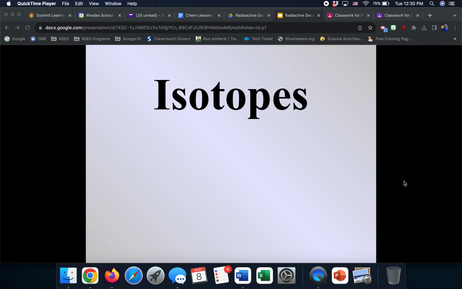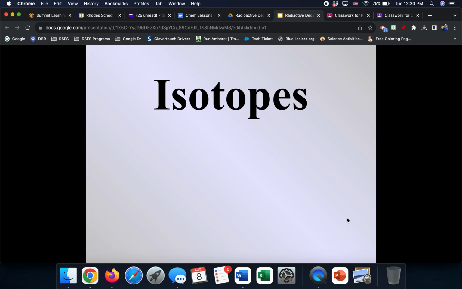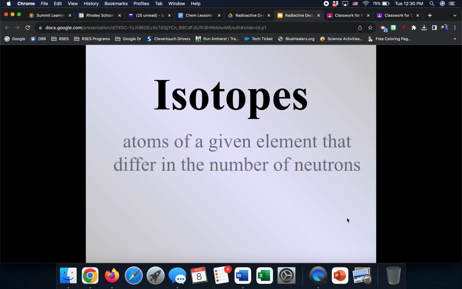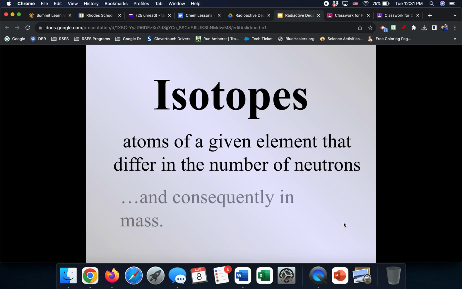Isotopes, so we understand the relationship to radioactive decay. So this should be a review, should be easy, this first part, before we get into the newer stuff. Hopefully you remember isotopes are when atoms have the same number of protons, but a different number of neutrons. And remember, that would only affect its atomic mass, because protons determine what element you have.